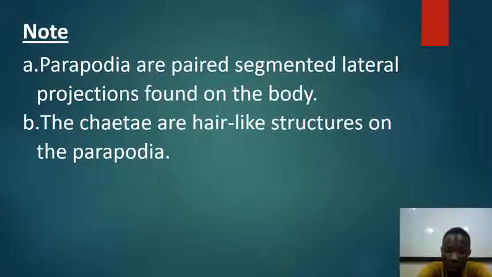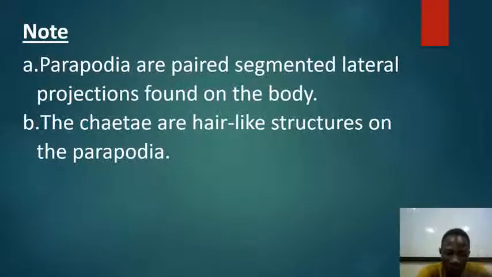When we say parapodia, they are paired, segmented lateral projections. When I say lateral, I mean on the sides. There are some projections on the sides of the body of these organisms. We call them the parapodia. So they are paired, segmented lateral projections found on the body of the organisms we talked about in our previous slides. Now we take the chaetae. The chaetae are hair-like structures on the parapodia. If you look at the parapodia, it has hair-like structures that we call the chaetae. So let's take note of that.